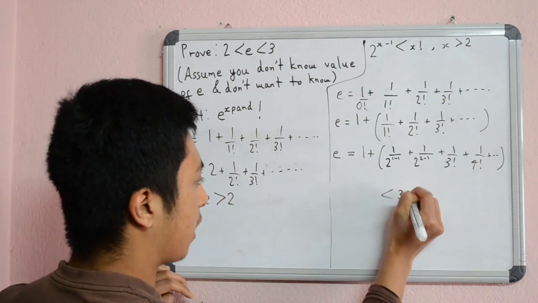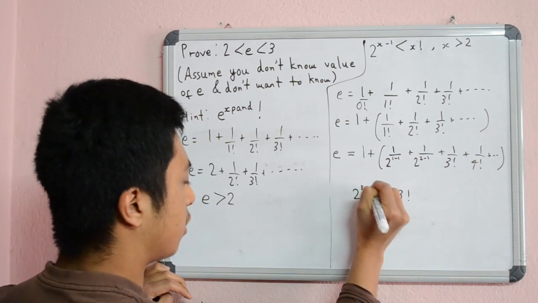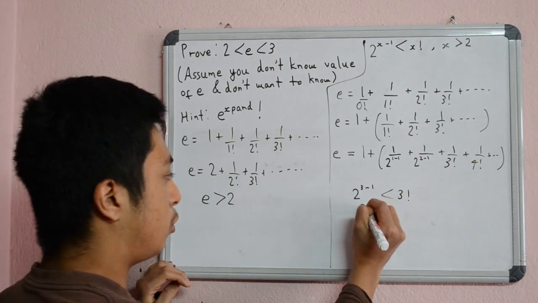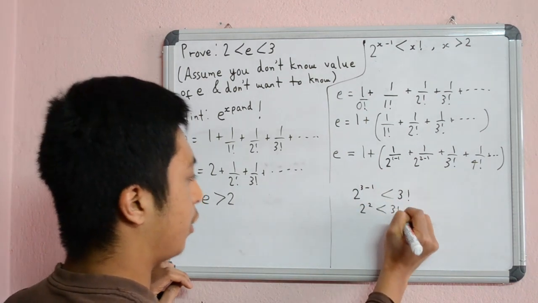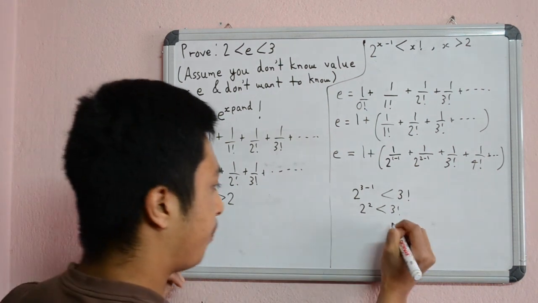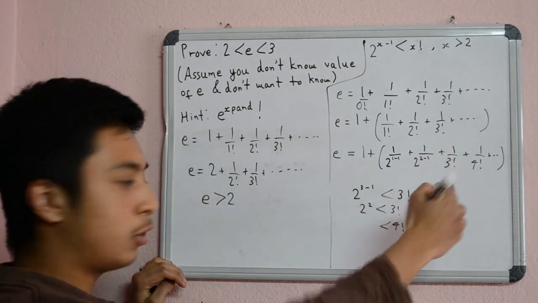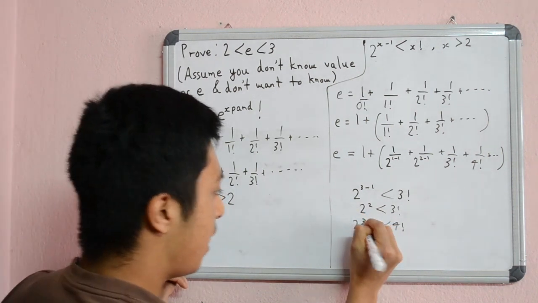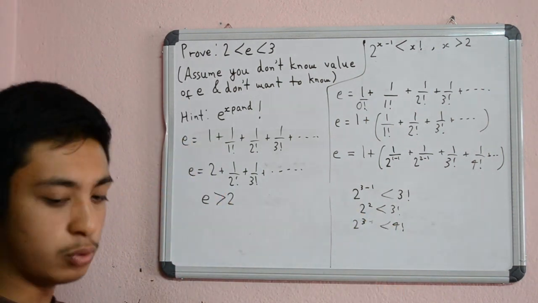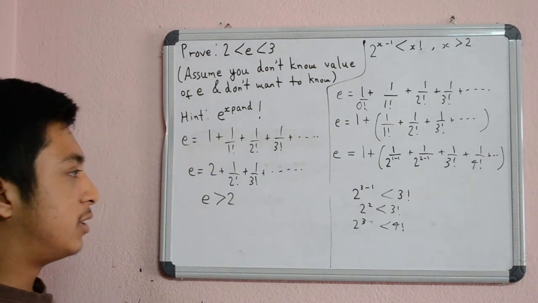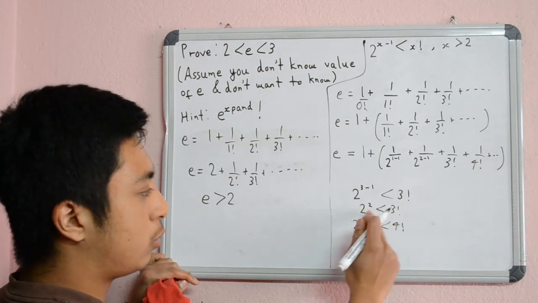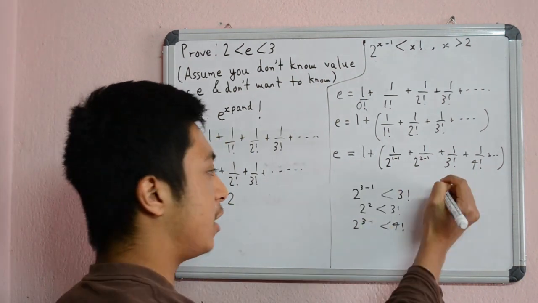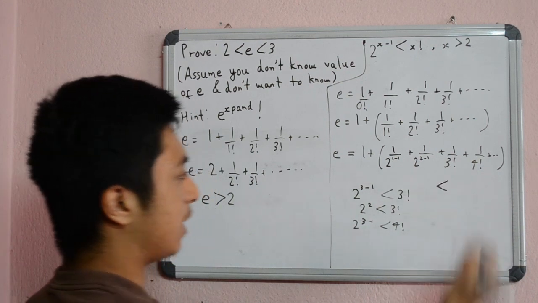So 3 factorial, 2, 3 minus 1. Right? When x is equal to 3, we'll have 2 to the power 2 less than 3 factorial. And similarly for x equal to 4, that means we'll have 2 to the power 4 minus 1, which is just 2 cube, and so on and so forth. So what we can do is simply replace 3 factorial by 2 square, 4 factorial by 2 cube, and this equal sign will change into a lesser than sign.